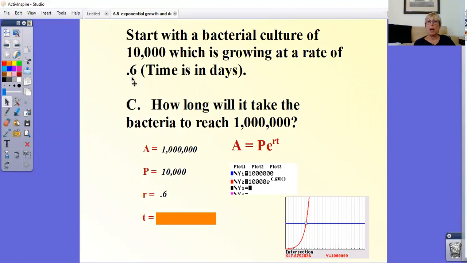Okay, same problem. How long will it take to reach 1 million? So I do the exact same thing, changed y1 to 1 million, and I changed my window, intersect, and I get my answer.